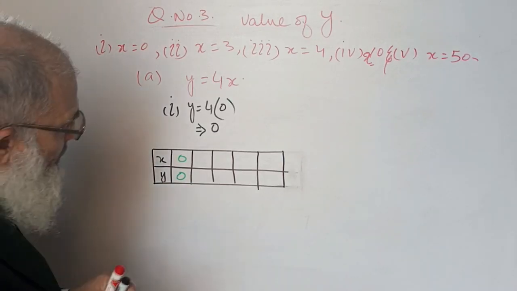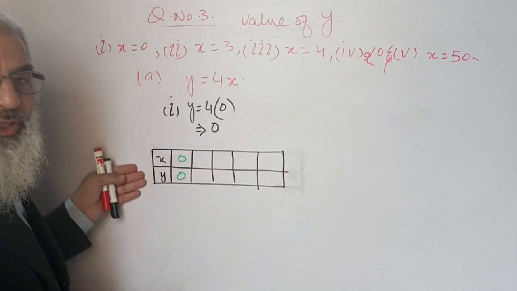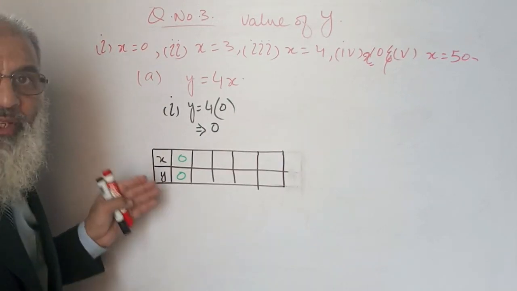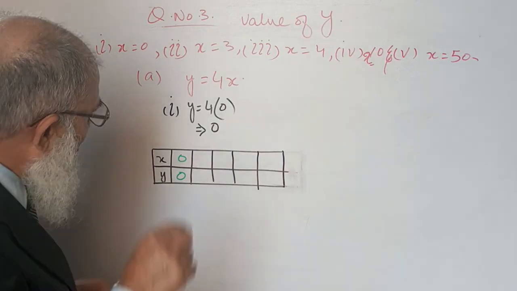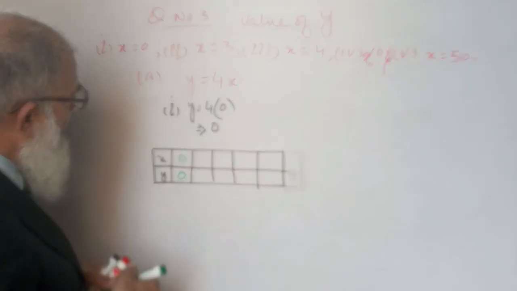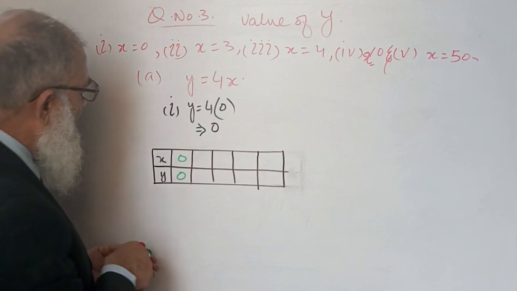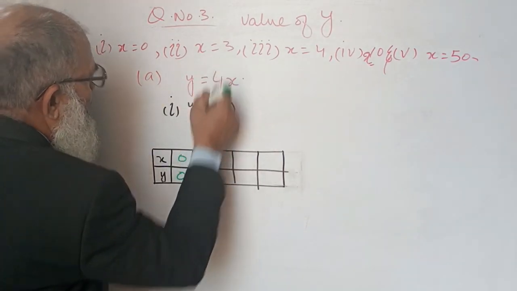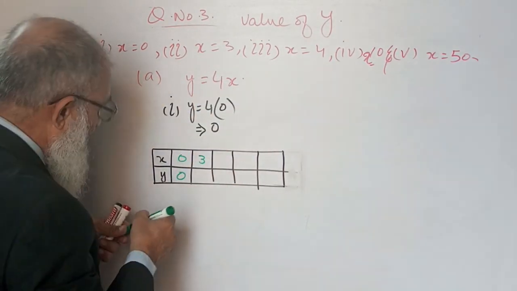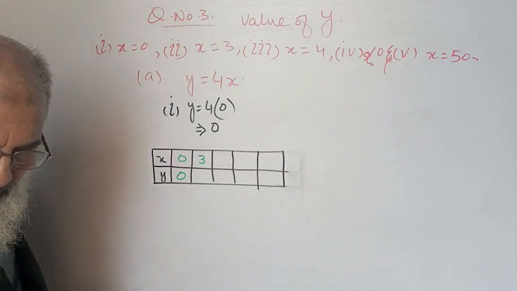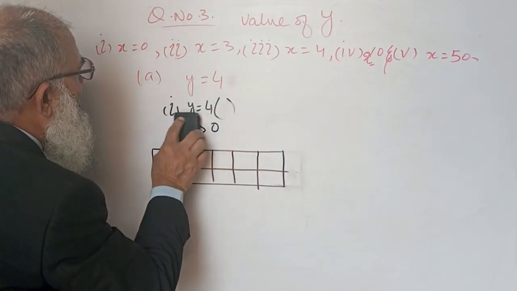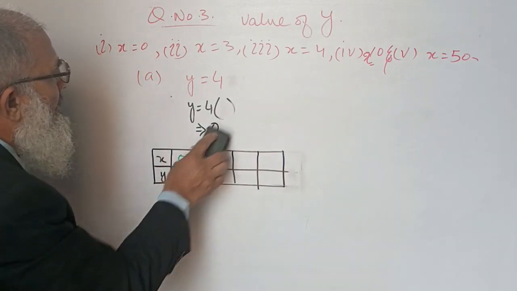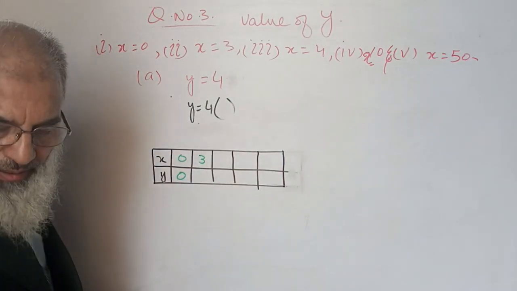Now what is the use of this table, and where we have to manipulate these values? I'll tell you, don't worry. Now for the value of 3, you just put this value 3 here and see what we get.